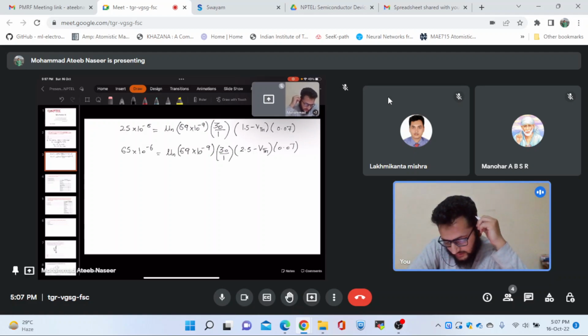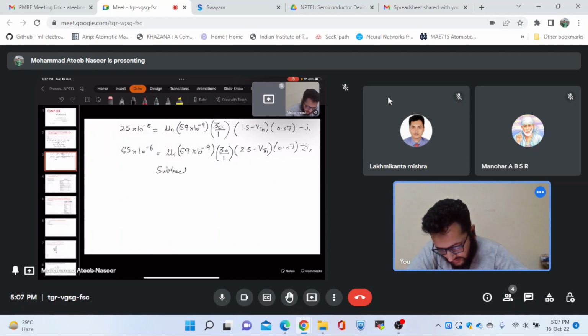Now we can do a simple manipulation. We can just subtract the two equations. Let me write down this as 1 and this as 2. Let us subtract equation 1 from equation 2.